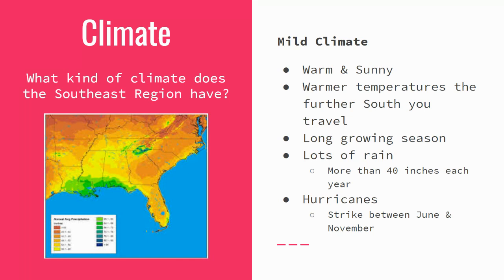Along with the warm climate, the Southeast also experiences hurricanes. Peak hurricane season lasts from June until November. Hurricane winds can gust more than 73 miles per hour and cause terrible damage.